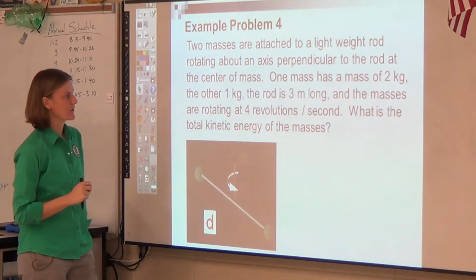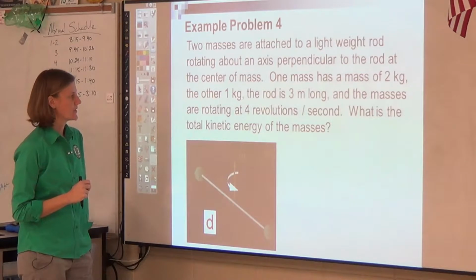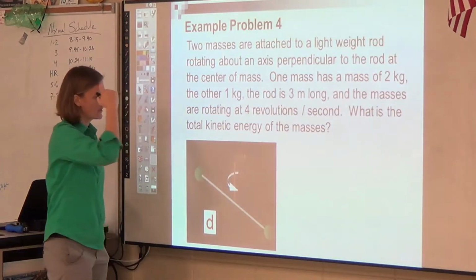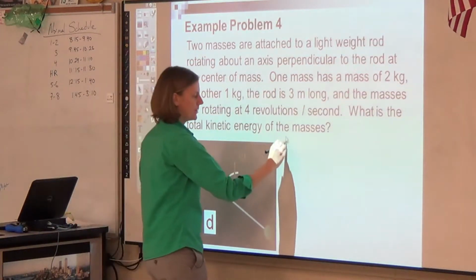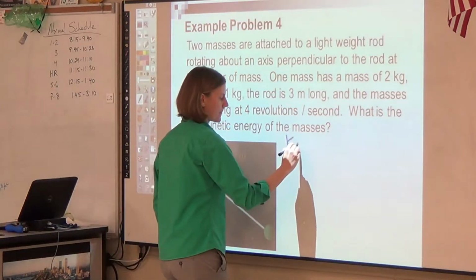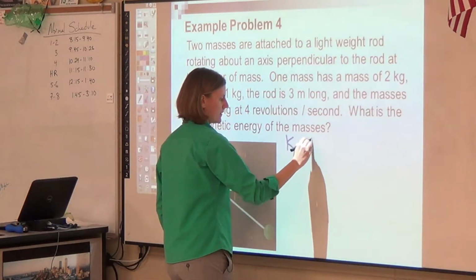So the 2 masses are attached to a lightweight rod rotating about an axis perpendicular to the rod at the center of mass. One's got a mass of 2 kilograms, the other 1 kilogram, and the rod itself is 3 meters long. If the masses are rotating at 4 revolutions per second, what is the total kinetic energy of the masses?